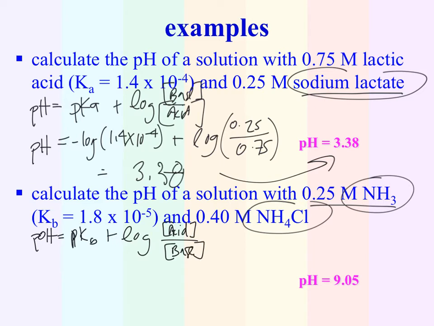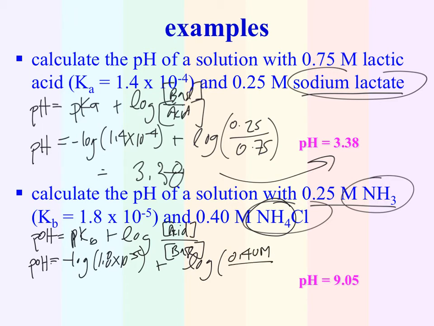Okay, so we can utilize the same setup that we did last time. pOH is going to be equal to the negative log of Kb, because that's how we get pKb, as we've discussed in previous lectures, plus the log of our acid. Our conjugate acid is this NH4 plus ion, so 0.40 molar divided by 0.25 molar. We plug this into our calculator, and that gives us a pOH of 4.94.